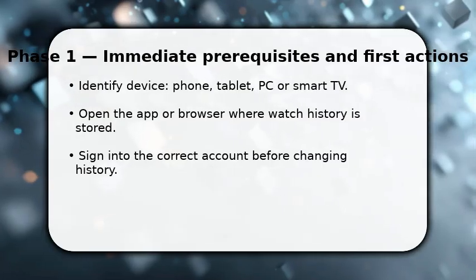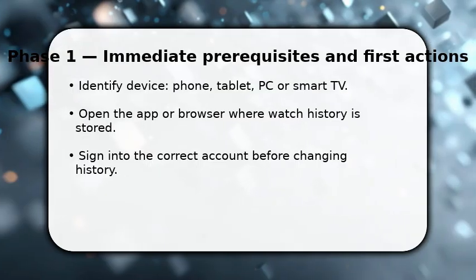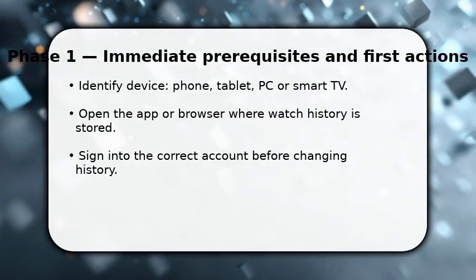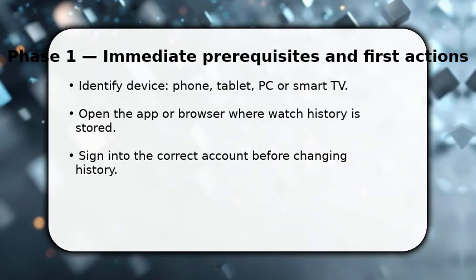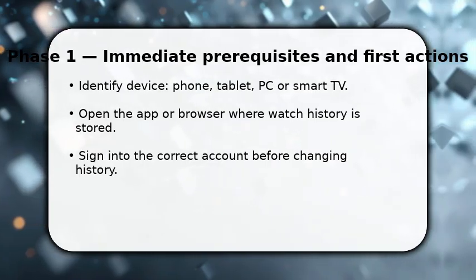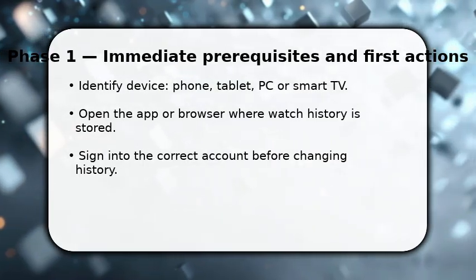You start by getting to the right place. Open the app or website where your watch history lives and sign into the account you use. Once signed in, navigate directly to Settings or History. Do not browse menus aimlessly.